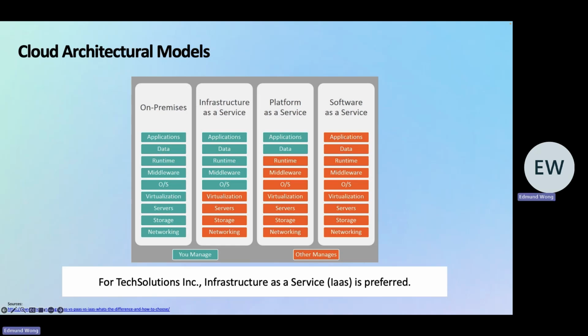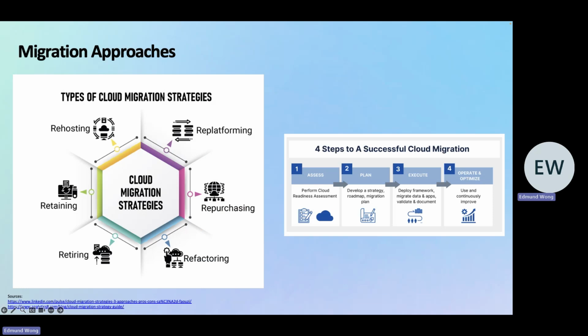So if we look at migration approaches, there are six cloud migration strategies. The first one is rehosting, also known as lift and shift, meaning that we are moving the entire application to the cloud as is. Nothing changes. There's replatforming, very similar to the lift and shift. The only difference is you may want to tweak a little bit to take advantage of that cloud environment. So you are moving your application as is with some changes.